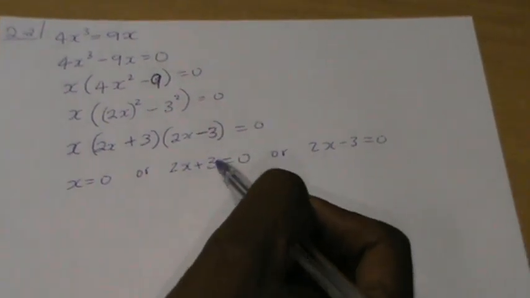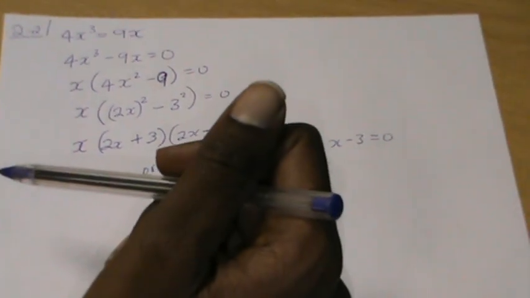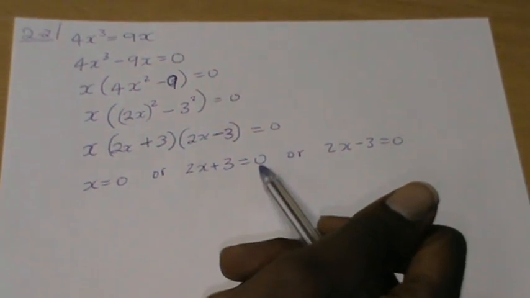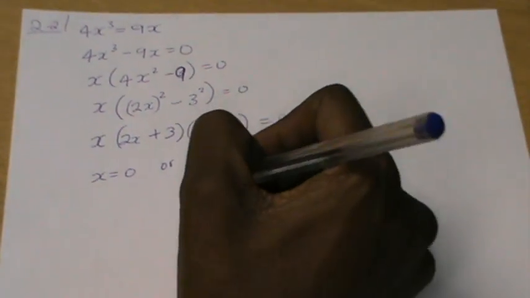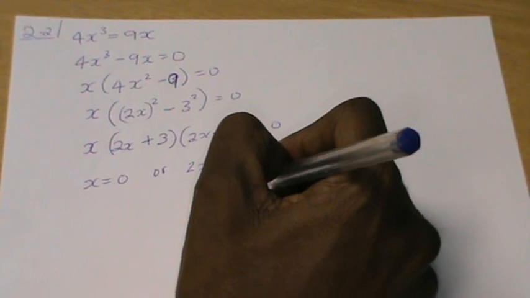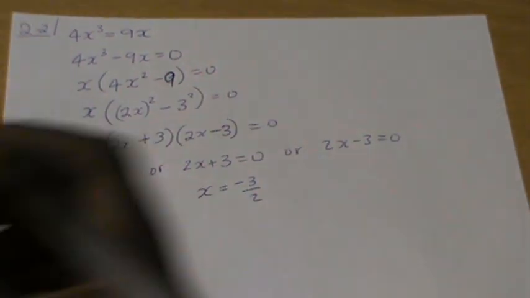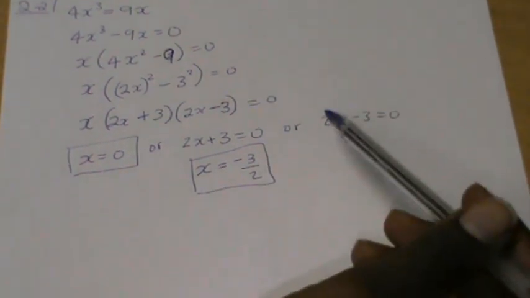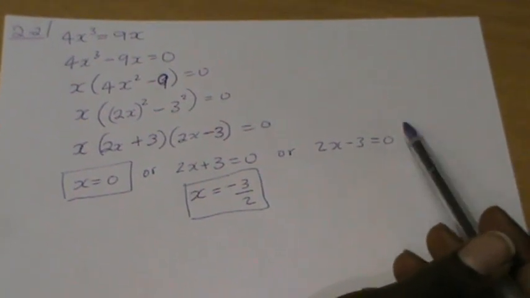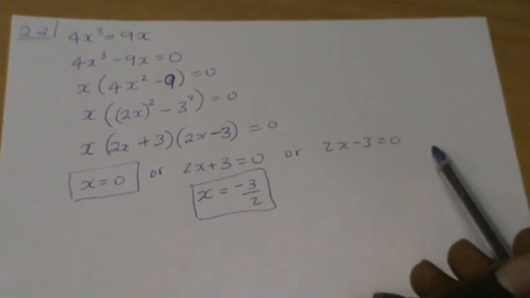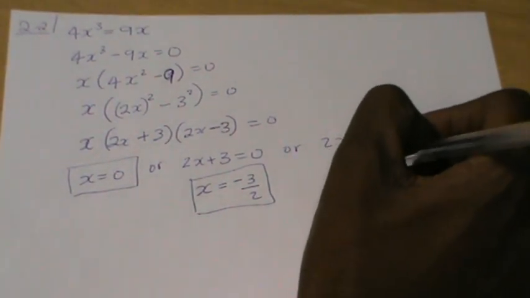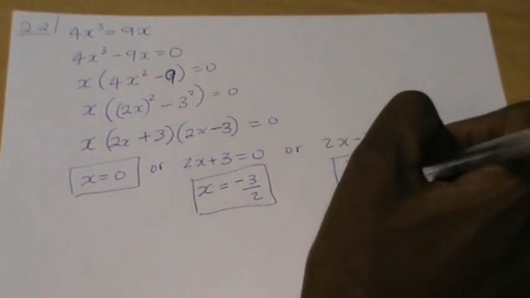So I look at this one, how we always do it. Everything with x on one side, everything without x on the other side. So this 3 will go that side. It becomes negative. I divide by 2. Then I have x is equal to minus 3 over 2. This is my second solution. So the first one is over here. The second one is that one, and then I look at this one. This minus 3 will go to the other side, so it becomes positive 3, and then I divide by 2, so I have x is equal to 3 over 2.